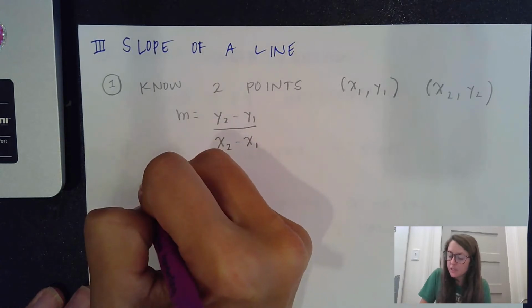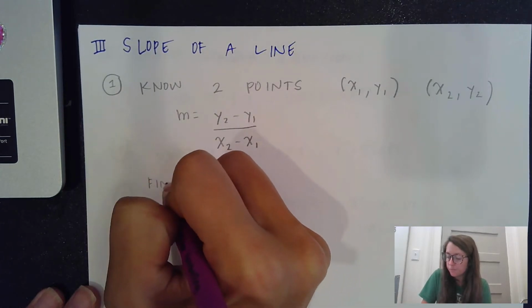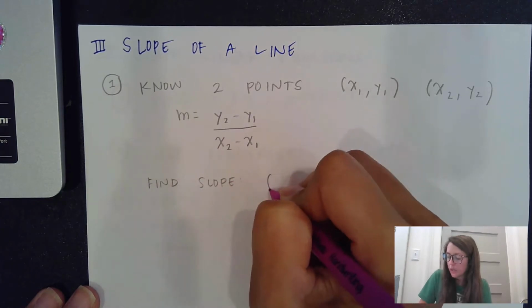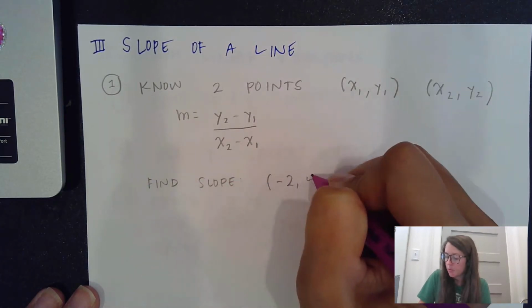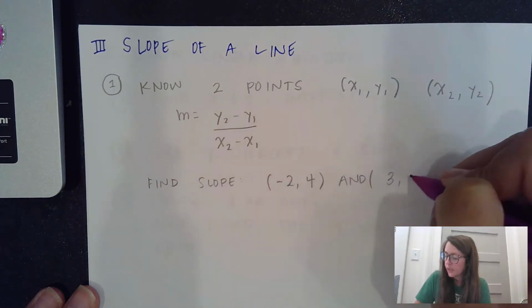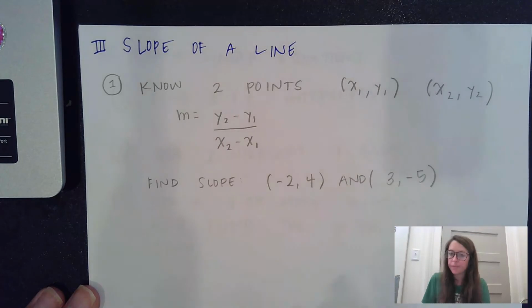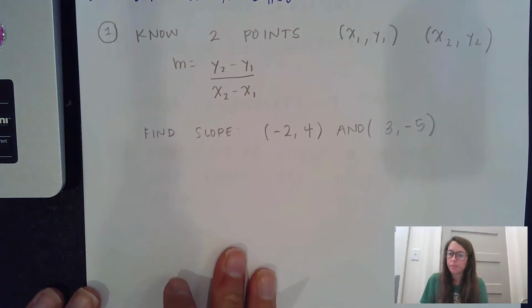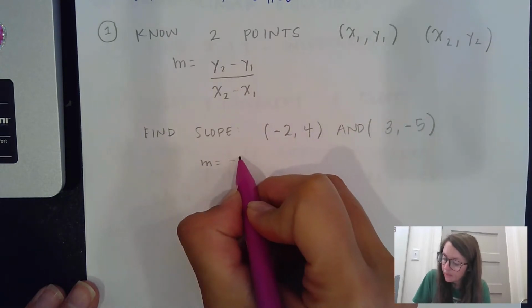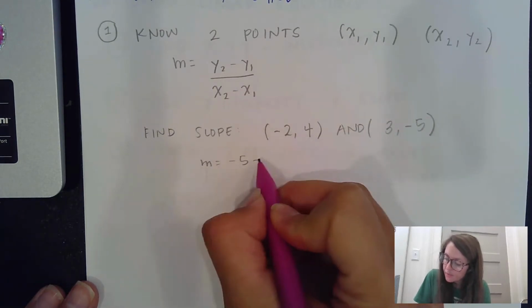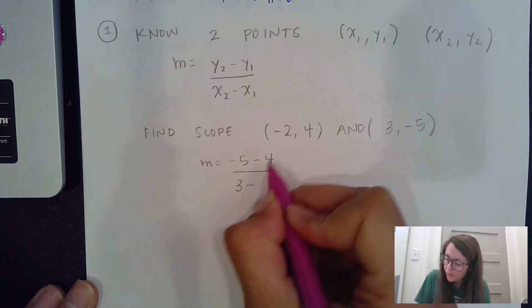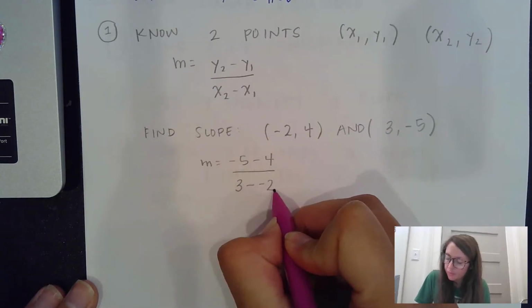So if I wanted to find the slope here, between -2, 4 and 3, -5, then I would say -5 minus 4 all over 3 minus a -2.